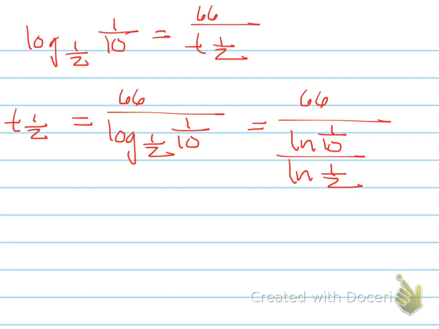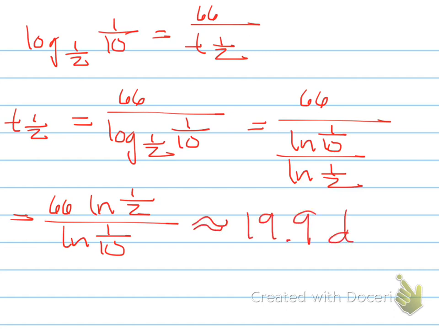To calculate log base 1/2 of 1/10, I just used the change of base formula. So if you don't have a calculator that allows you to change the base, you can rewrite log base 1/2 of 1/10 as the natural log of 1/10 divided by the natural log of 1/2. So it's the same thing as 66 times natural log of 1/2 divided by natural log of 1/10, which is approximately 19.9 days.